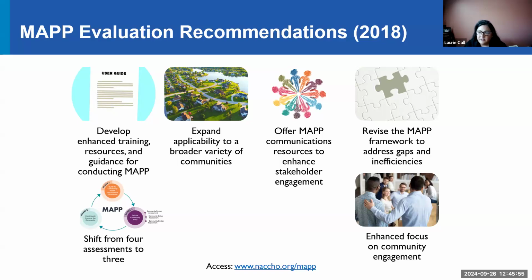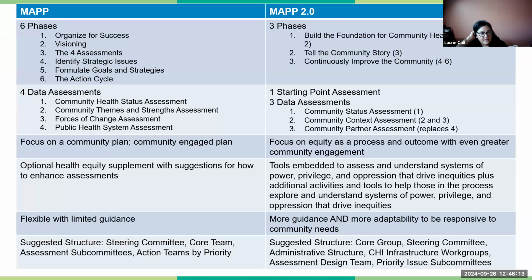They wanted to address places where there were gaps or inefficiencies, where people said there's not enough information or not enough guidance. And they wanted to really streamline. So they've shifted from 4 assessments to 3 assessments. This is just a really quick comparison of the previous MAP version to MAP 2.0. I won't spend much time on this, but it is a supplemental resource. So from 6 phases in the original to 3 phases that are pretty easy to recall and remember, and from 4 assessments to 3 assessments.